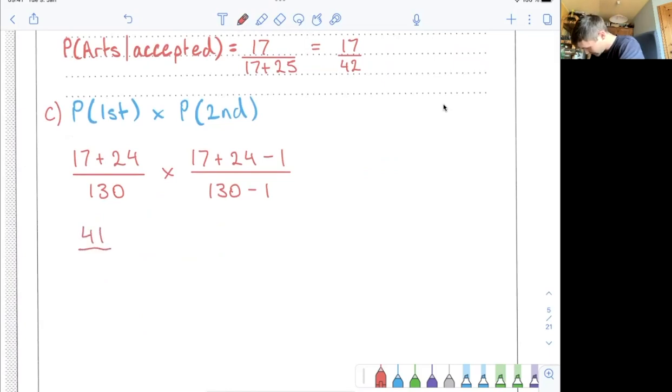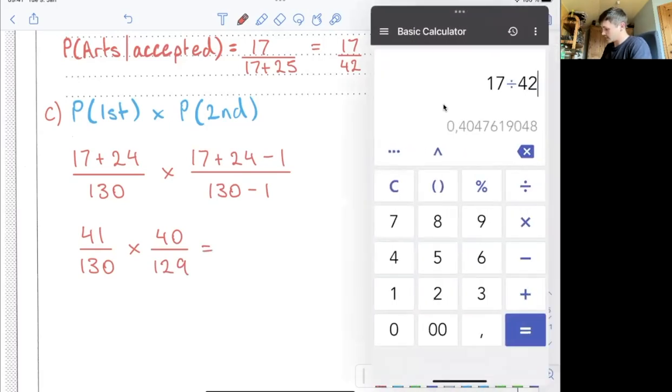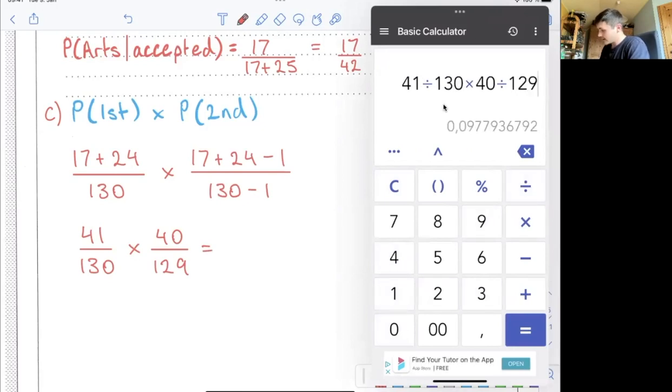All right, and now if we sort this all out, what do we get? 41 over 130 multiplied by 40 over 129. Now, if we put this into our calculator here, we'll go 41 divided by 130 times 40 divided by 129. And that would give us this answer here. So we could put that in and round it to 3 significant figures. I know most of your calculators will probably do this for you, but if you wanted to keep with the idea of leaving fractional answers, they are more accurate. They're exact answers.